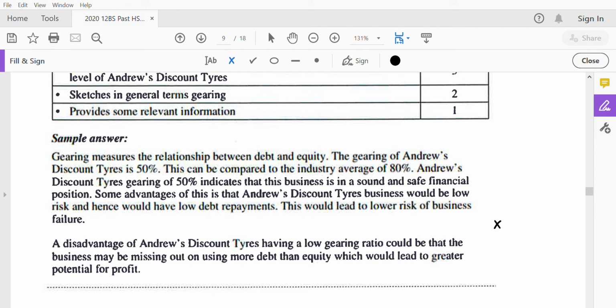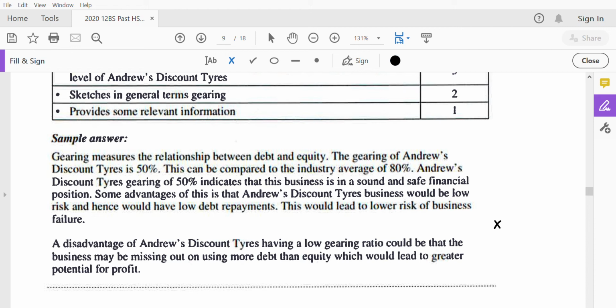We know that because we want it to be under. We want this ratio to be lower. So if the industry average is 80 and we're sitting on 50, we're doing better than what other people are doing. Some advantages of this is that Andrew's discount tyres business would be low risk and hence would have low debt repayments, and this would lead to lower risk of business failure.